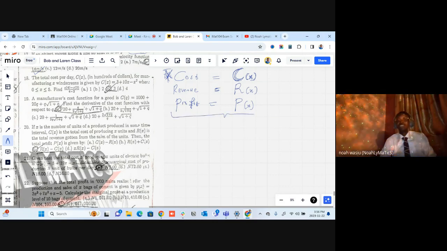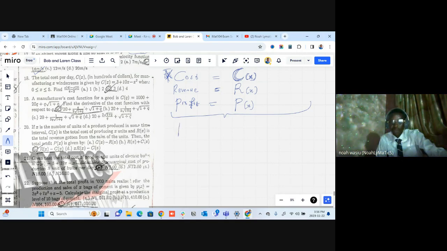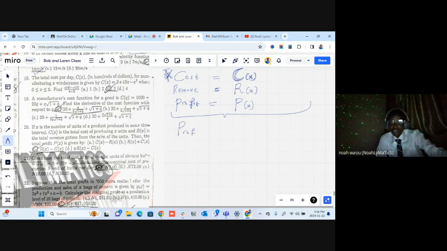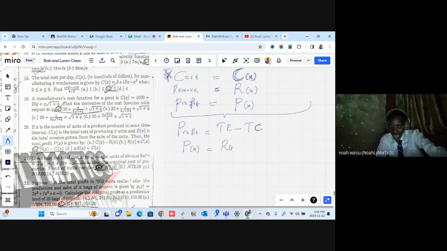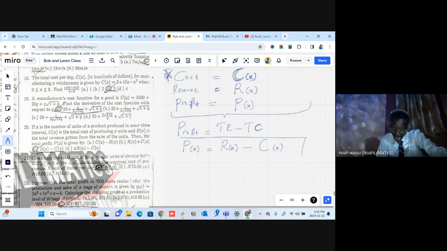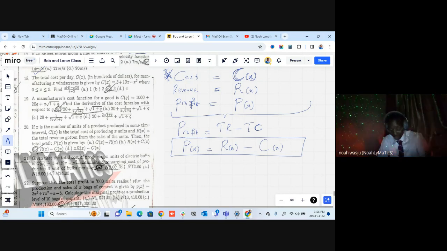Now, since you understand all these terminologies, what are the definitions that you must know? Always remember that total profit is always equal to total revenue minus total cost. That is, P of X is always equal to R of X minus the cost. Very, very important. You must always remember: profit is equal to revenue minus cost.